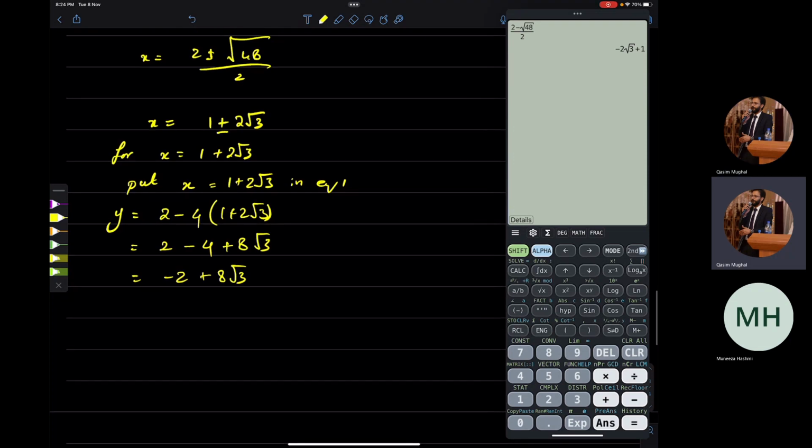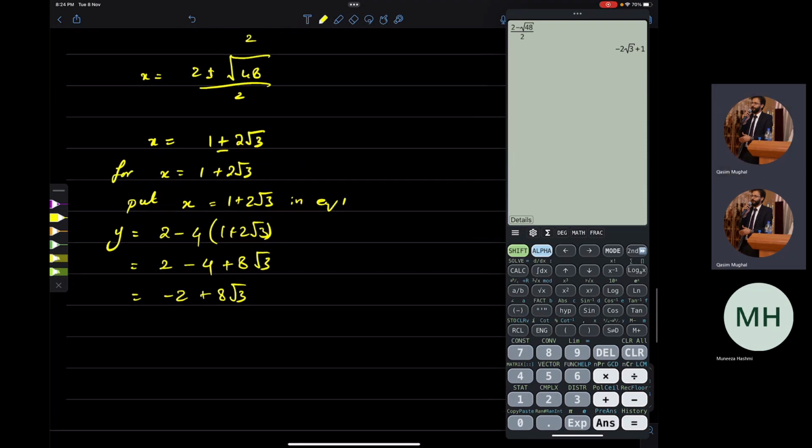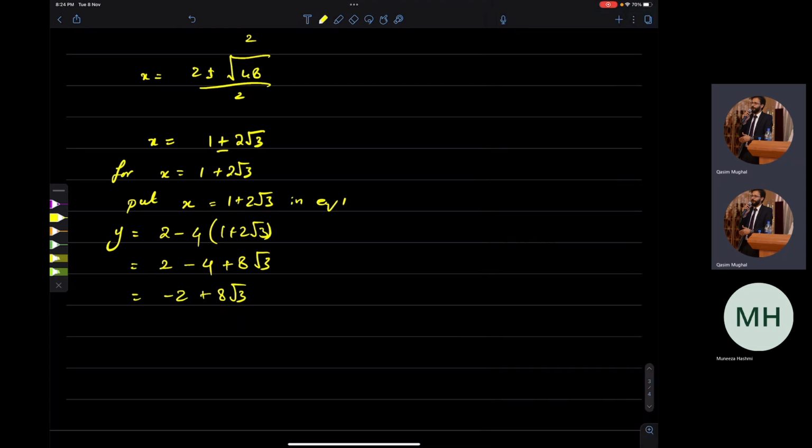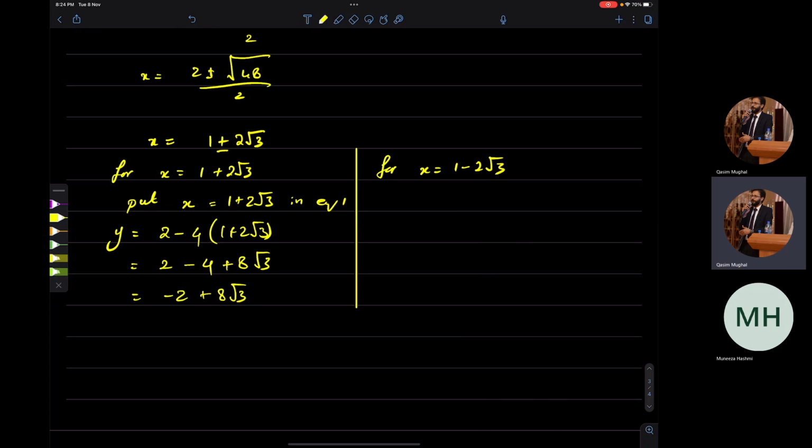Okay? Yes, sir. All right. And exactly in the same way for the other value of x, for x equals 1 minus 2 root of 3, the answer would be the same but with the opposite sign on the root term.